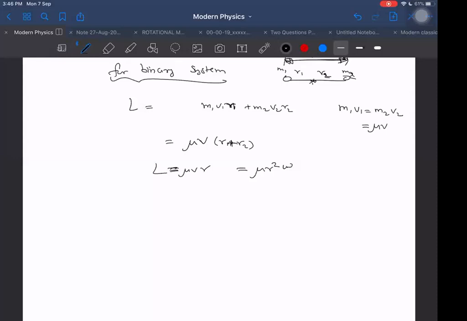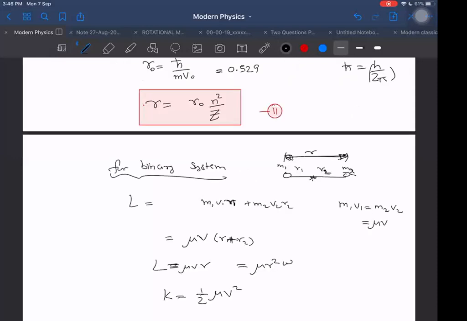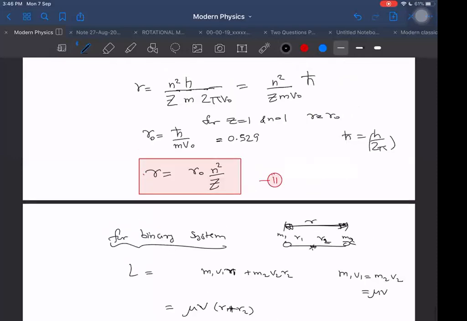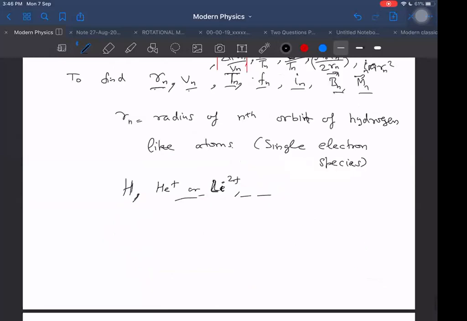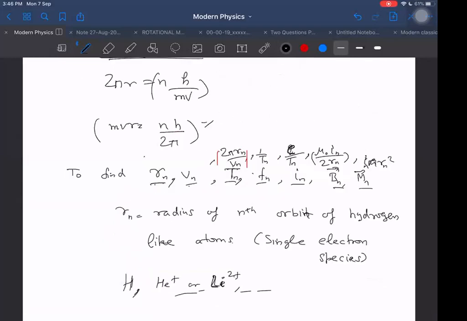And then kinetic energy, half of mu into v relative square. That is kinetic energy. I have to look for kinetic energy also here. I forgot to mention that. Kinetic energy in the nth orbit, potential energy in the nth orbit, total energy in the nth orbit. These are all important for me.